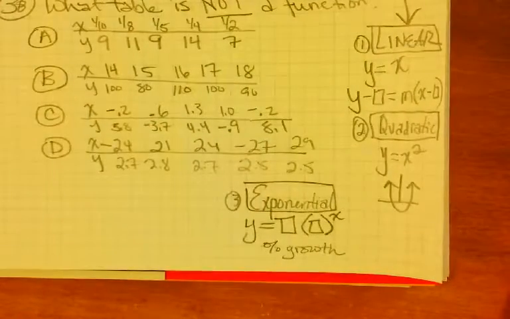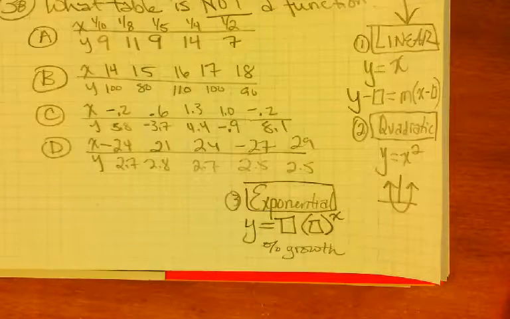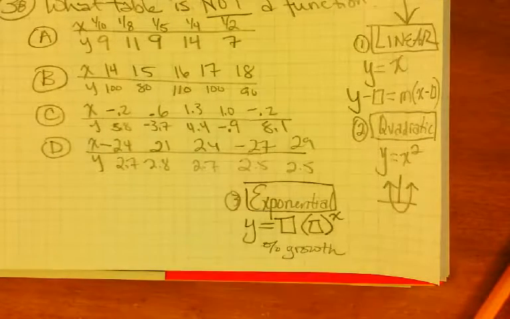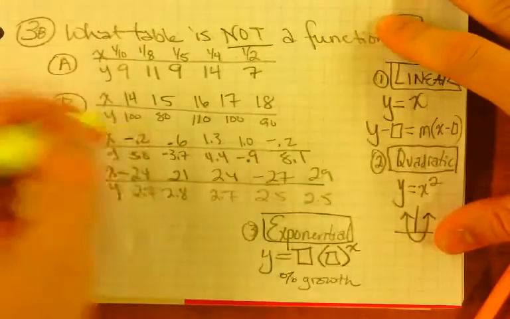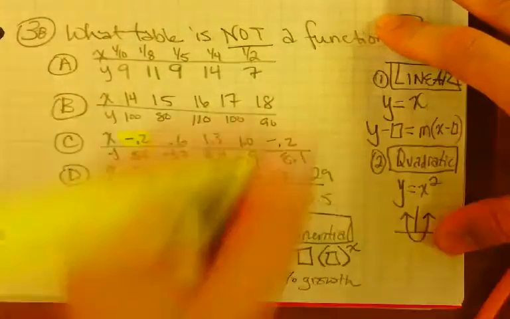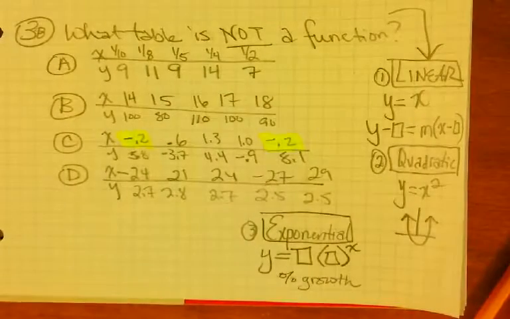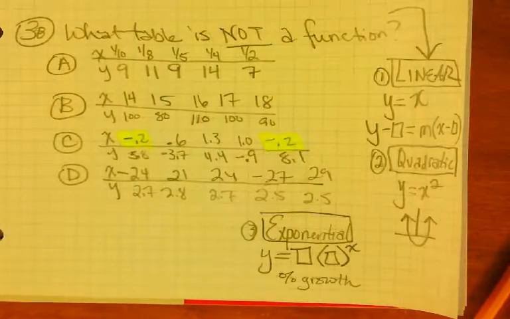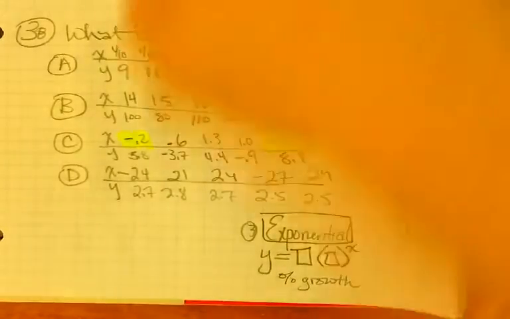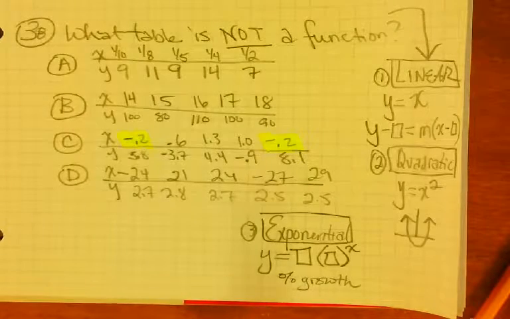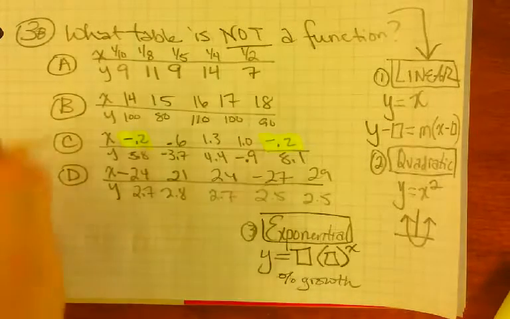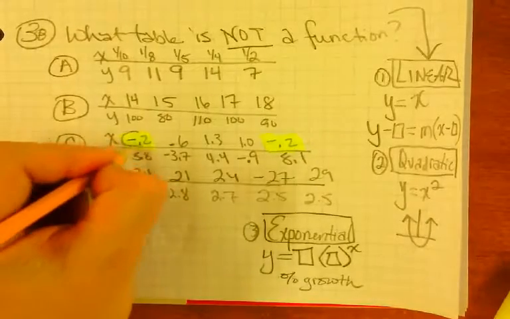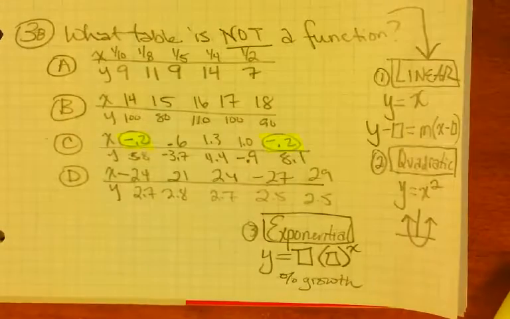Only three. So which one of these is not a function? What do you think? Why? Good. All you gotta do is look through your x's. We come here to your x, negative point two and negative point two. Wrong, wrong, wrong. Very bad, because the x's repeat. When they repeat, it is not a function. So the answer is C, because the x's repeat here. Very, very bad. It's not a function.